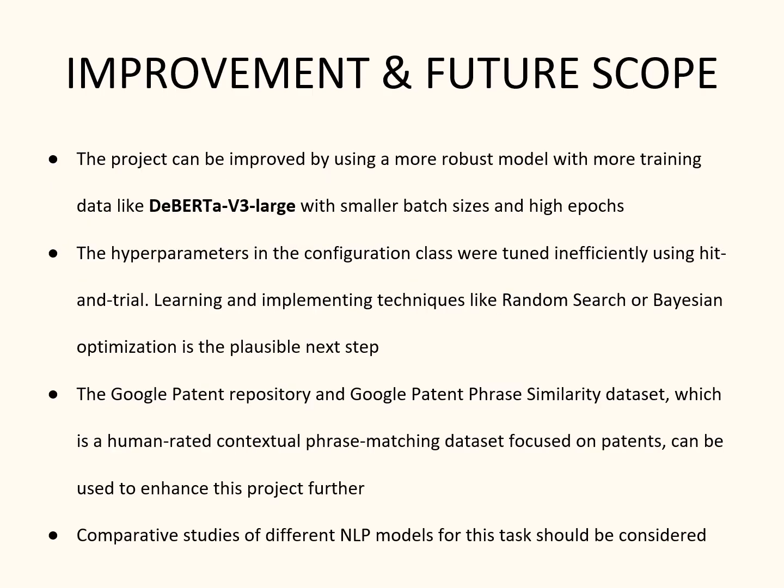Finally, if you want to improve this project, you can use a large model with a smaller batch size and higher epochs with 4 to 5 folds of training. You can tune the hyperparameter configuration by trial and error. For example, if you try higher epochs and a lower batch size to get a good result, you can increase the folds as well. And I feel that using the Google Patents repository and a Google patent phrase similarity dataset, or a model similar to Microsoft's DeBERTa, can also give us good output. Other NLP models for this task can also be considered.